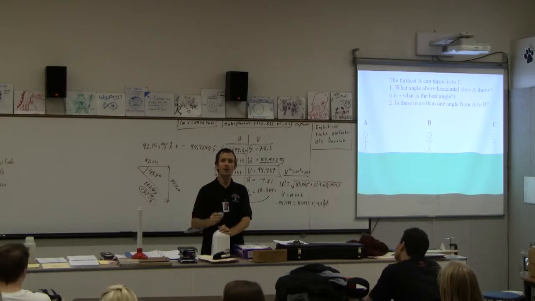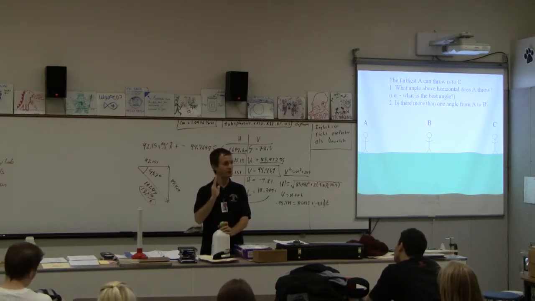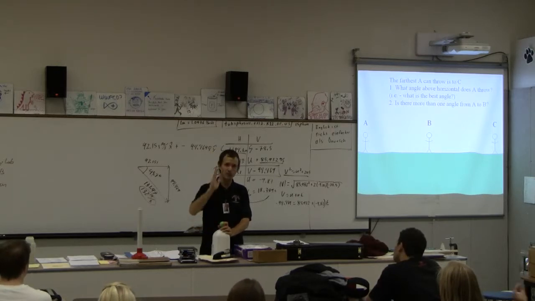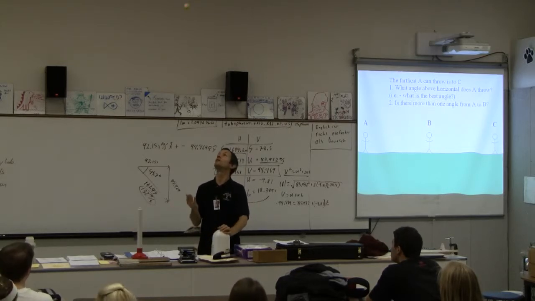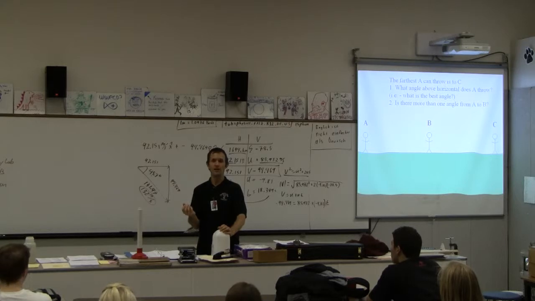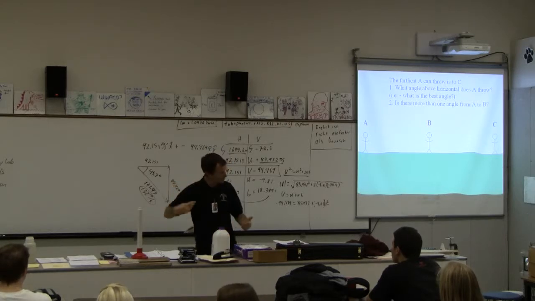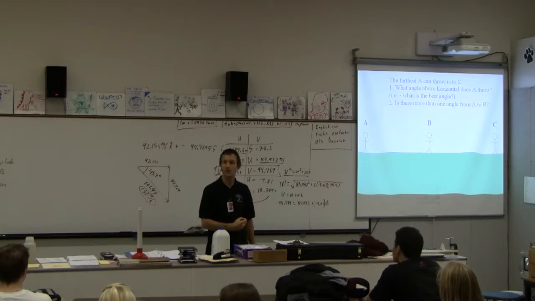If you recall, the time in the air on these types of problems is determined solely by the vertical, right? The faster I throw it up in the air, the longer it stays in the air. So it's the vertical component that totally dictates how long it's in the air. The horizontal dictates how long it takes to get there. Does that make sense?